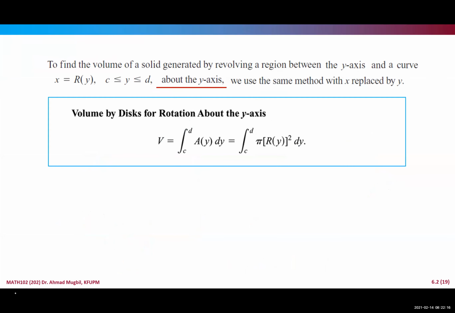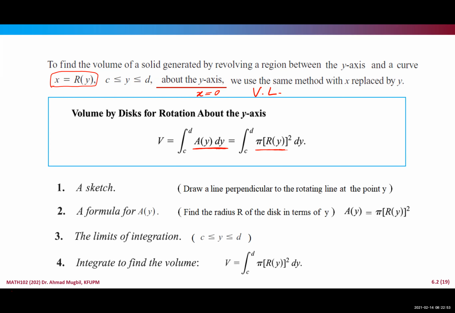Okay, now, what about if your graph is given as x a function of y, not y a function of x, and the axis of rotation is the y-axis, x equals 0? So it is a vertical line. In this case, you will do the same, but this time you will integrate with respect to y. So you will have the radius as a function of y, r of y, not r of x. You will use the same method with x replaced by y. And the steps are quite similar.